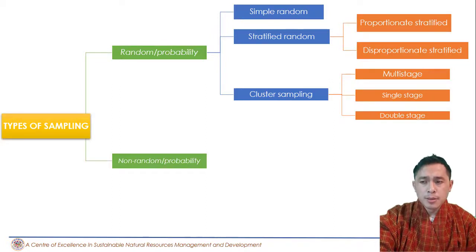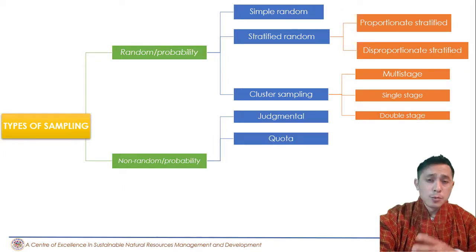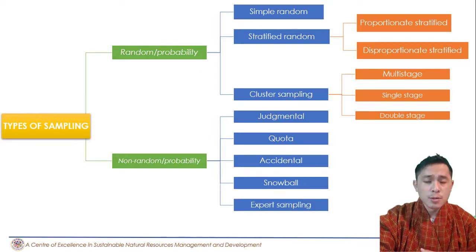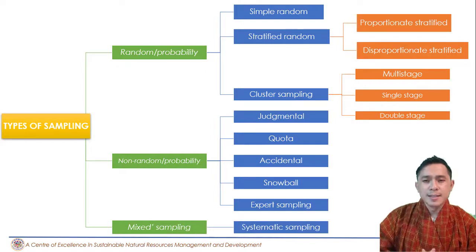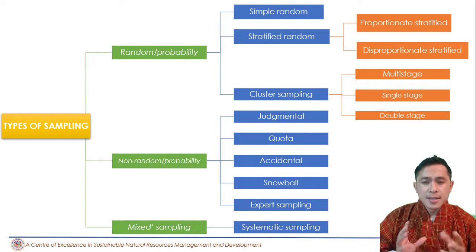Then we have non-random or non-probability sampling, with strategies like judgmental or purposive, quota, accidental, snowball sampling, and expert sampling. And with mixed sampling, we have systematic sampling. In one of the classes we dealt with, systematic sampling can be brought under random sampling, but here we are taking it out from non-random and random, and I've got reasons for that.